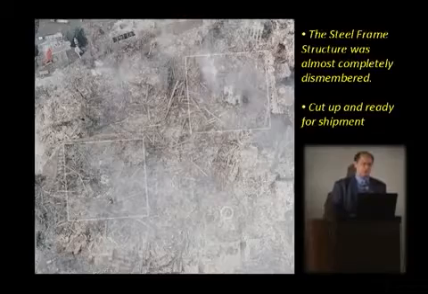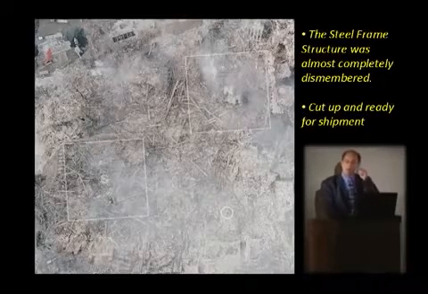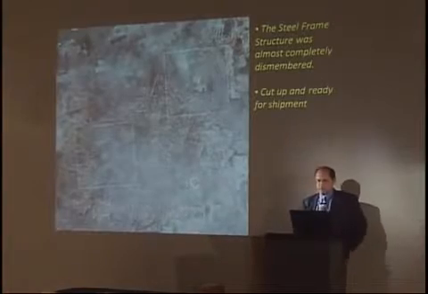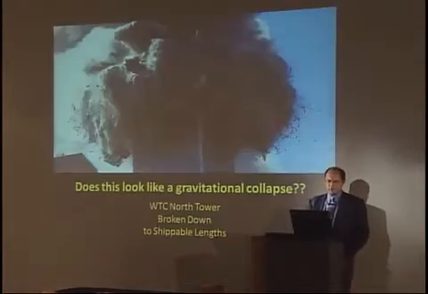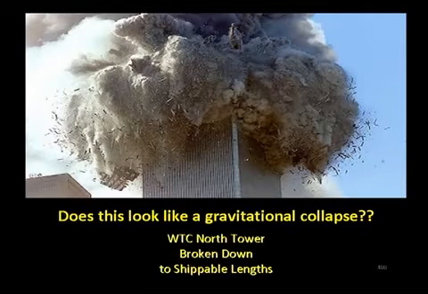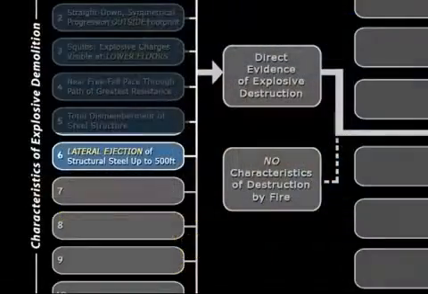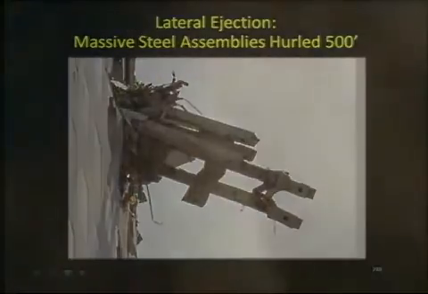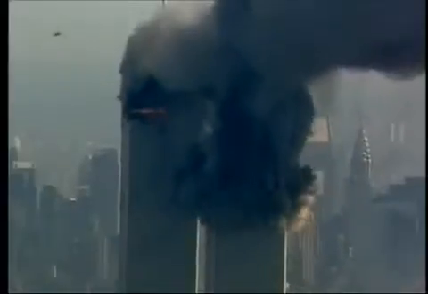Steel frame structure was completely dismembered. There are no large chunks of building, only those shards that we saw of the perimeter structure. Does it look like a gravitational collapse to you? Do we have a lateral ejection of structural steel? Let's take a look. Now let's look at the collapse of the Twin Towers.